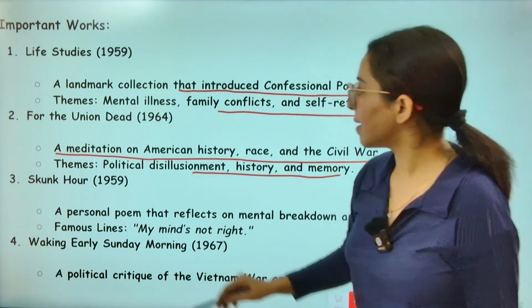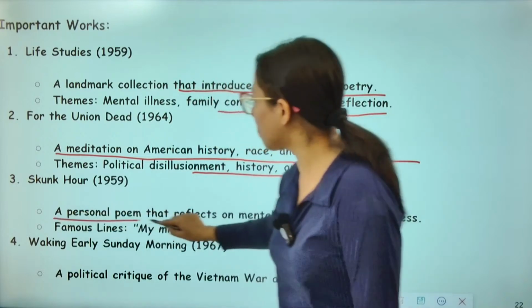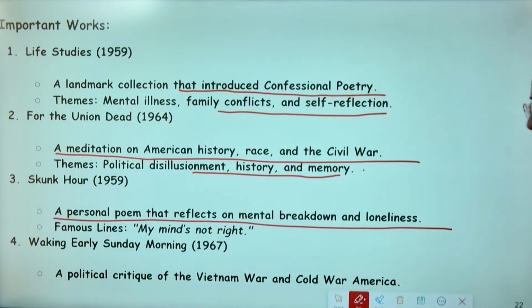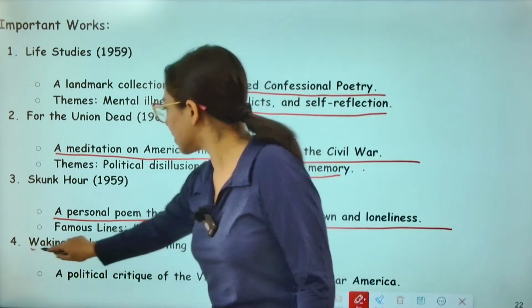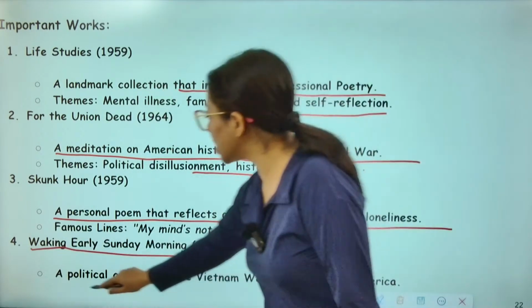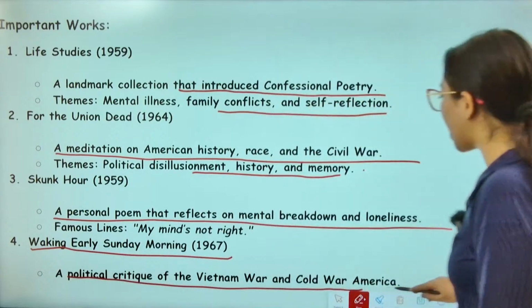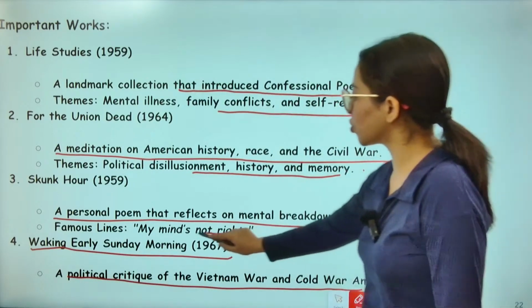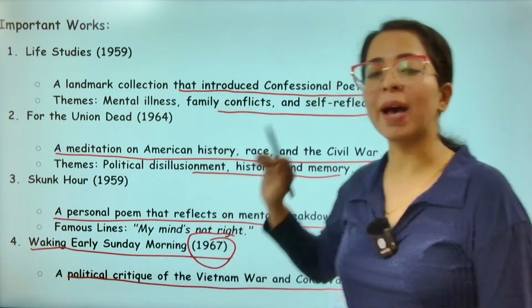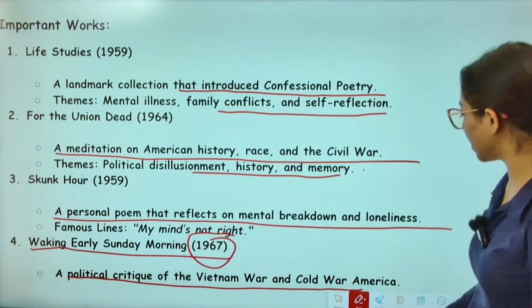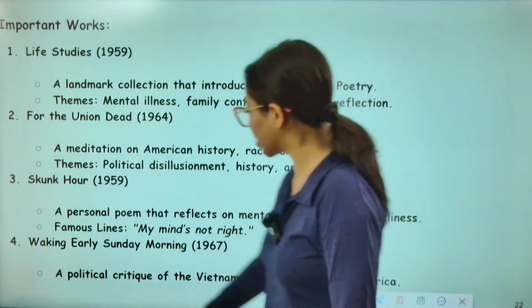Skunk Hour, 1959, a personal poem that reflects on mental breakdown and loneliness, with the famous line, my mind's not right. Waking Early Sunday Morning is another one, a political critique of the Vietnam War and Cold War America, written in 1967. So these were all the works by Lowell, who was the pioneer of confessional poetry.